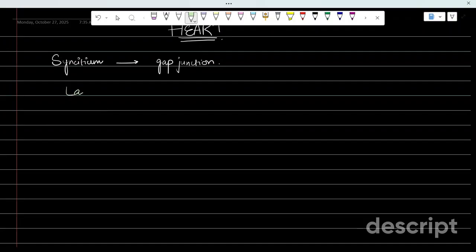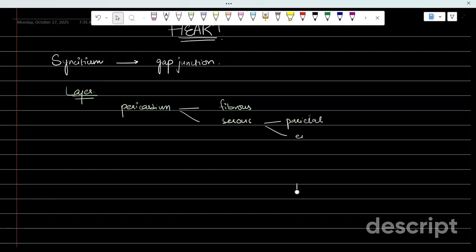Now, coming to the layers of the heart. So we have the pericardium and pericardium is further divided into fibrous and serous layer. The serous one has a parietal and a visceral pericardium. The visceral pericardium is also known as epicardium. I have to explain this in detail so that we can easily know the placement of the pacemakers or where SA node, AV node are present.